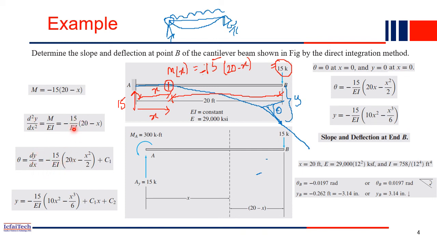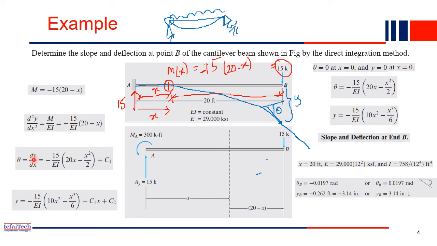This is a constant, right? 15 is constant anyway. EI also is constant, given to us, right? Then what is the integration of 20? Integration of 20 will be 20x, minus integration of x, which will be x square by 2, plus c1. So what is c1? c1, as I mentioned, is an integration constant. So once you integrate an equation, you will get a constant, right? There is an integration constant c1. So after you do the first integration, you will get dy by dx, which is nothing but theta, meaning slope. So this is the slope, we got it.